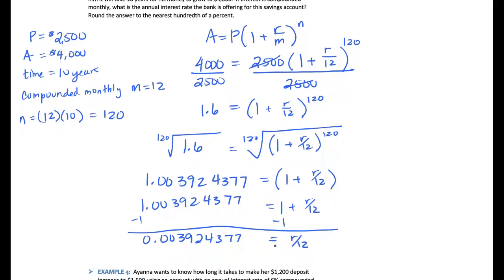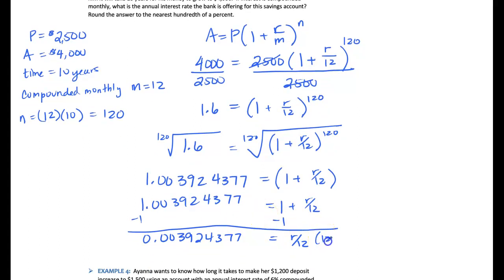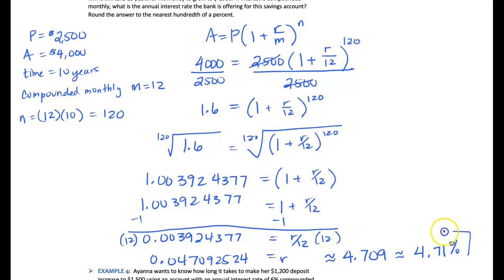And then to eliminate the 12 and get the r by itself, we'll multiply both sides by 12. And we end up with a rate of 0.04709252. If we change that into a percentage, it would be 4.709%. Or if we're rounding, like they said, to the nearest hundredth of a percent, that's going to be 4.71% as the approximate interest rate.